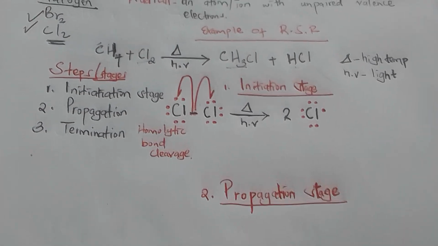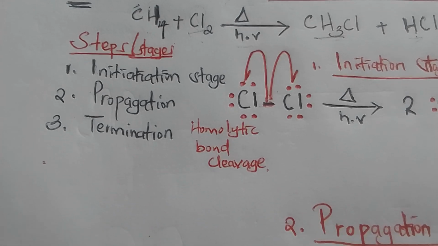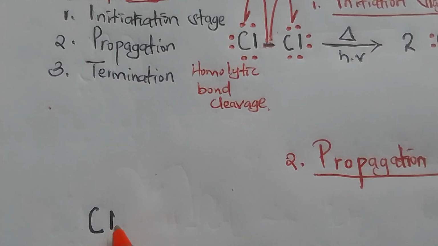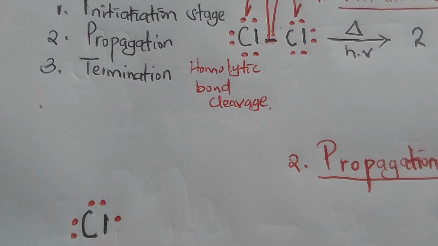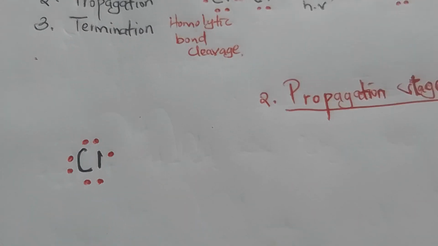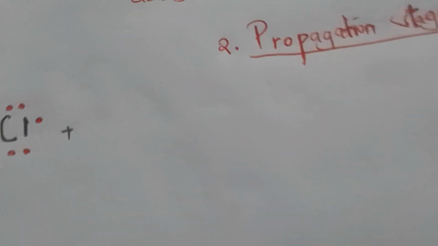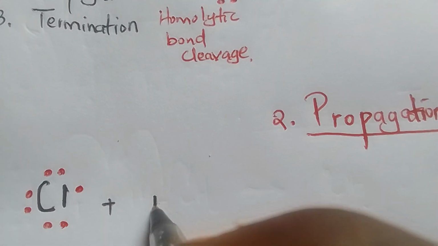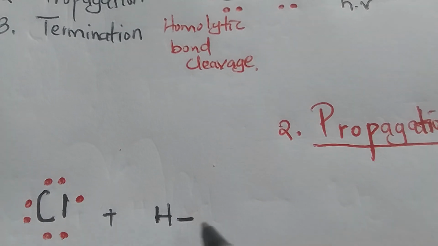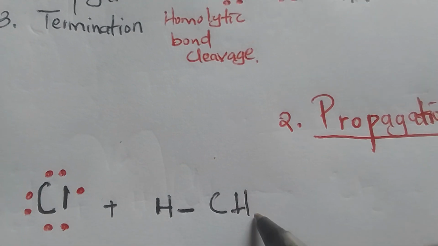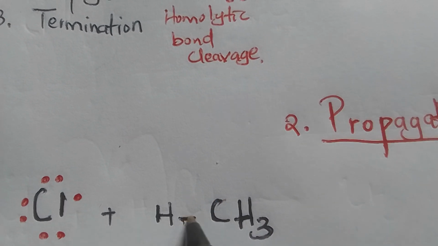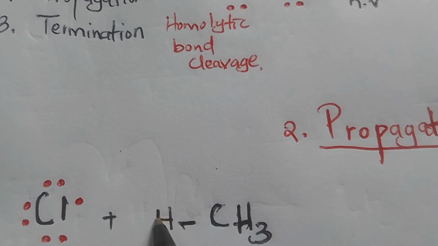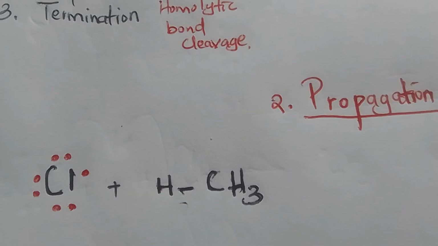So what happens is, let me just draw my chlorine radical. The chlorine radical that we have formed will subtract or remove one hydrogen atom from a methane. This is just an open structure of methane with one hydrogen atom shown like that away from it.